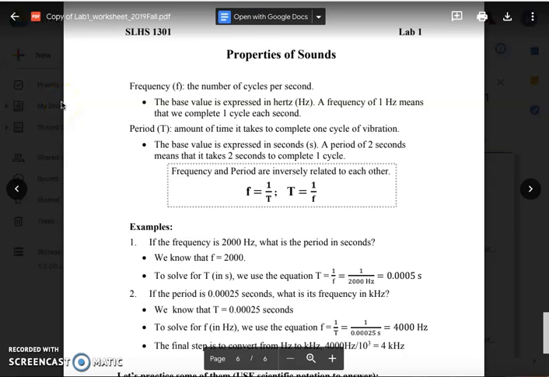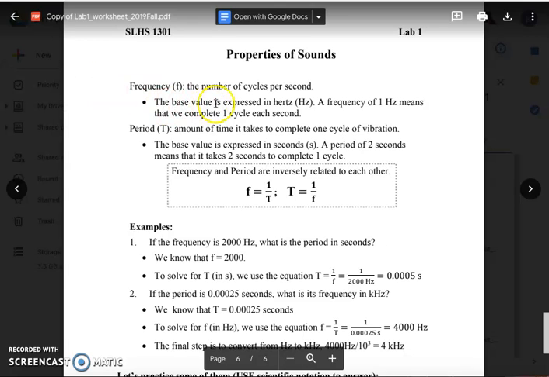Okay, this is the last video for 1301 Lab 1. We're going to talk about properties of sound. As you can see on page 6, we're talking about frequency and period.